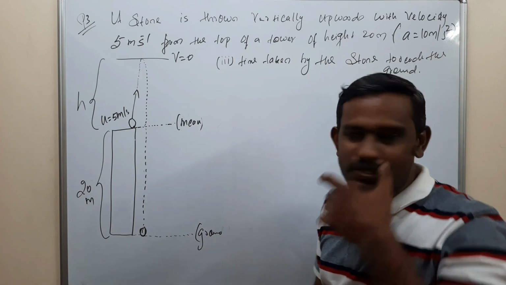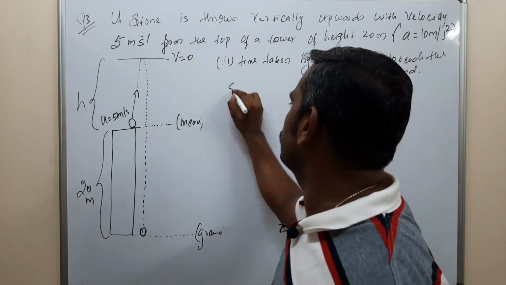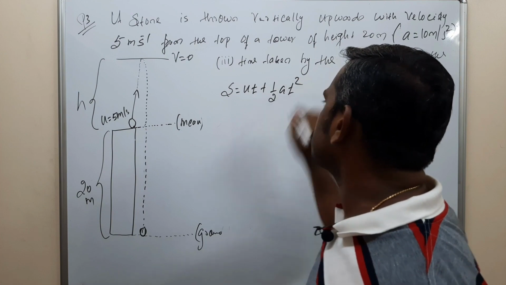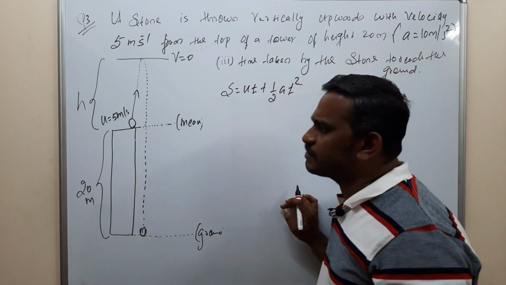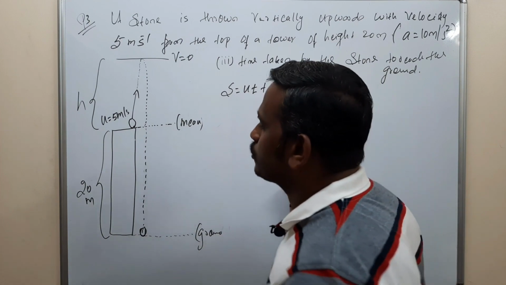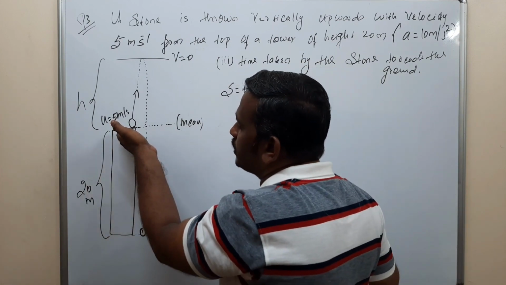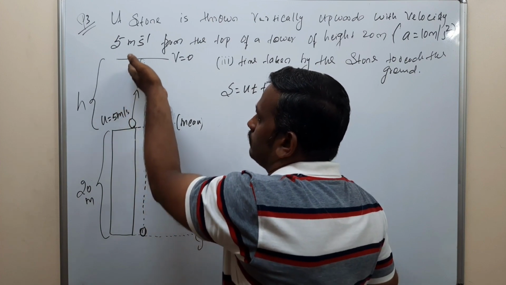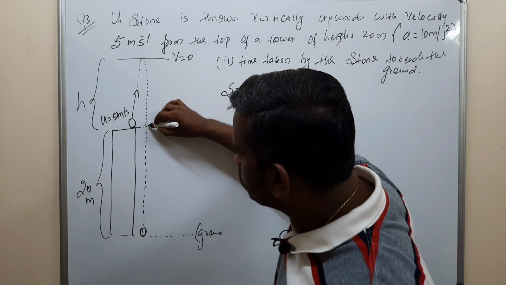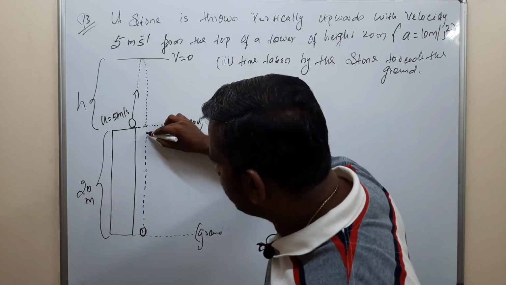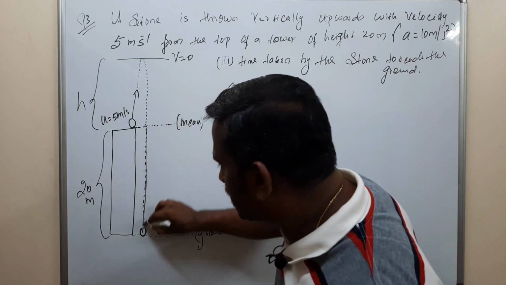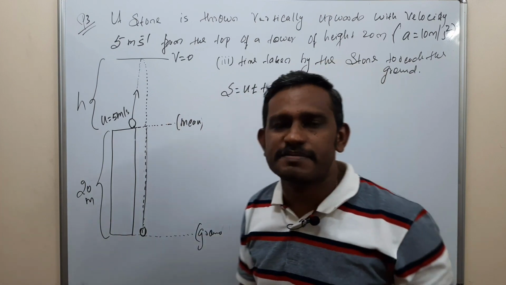Time taken by the stone to reach the ground. So again, s is equal to ut plus half a t square. What is the displacement traveled in this case? What is the value of displacement? The stone is projected with velocity 5 meter per second, it reaches the position, comes to this position and comes to the ground. So what is the displacement?